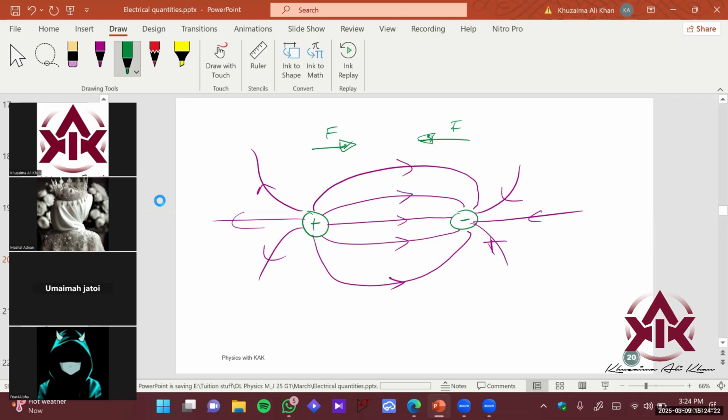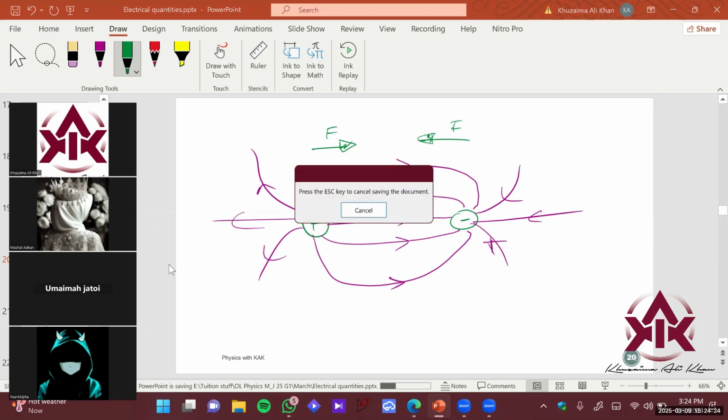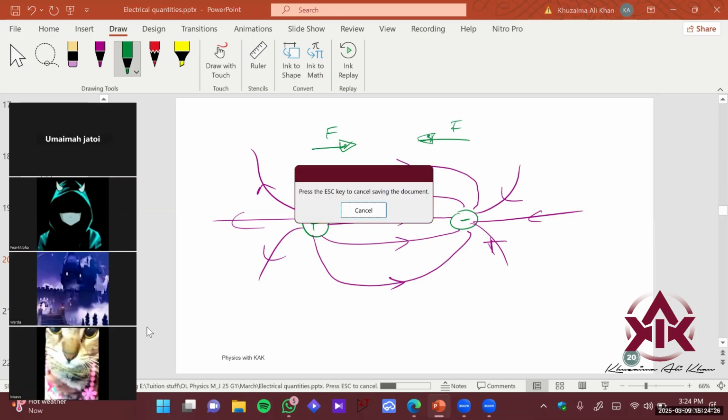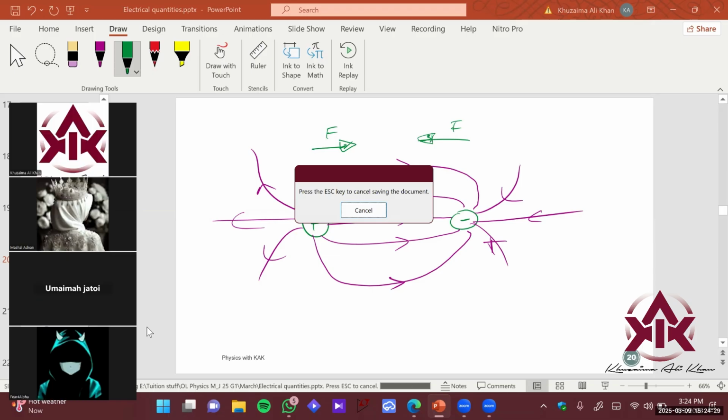Then we'll be moving towards mobile charges, that is current, right? It makes sense to Mema, Varda, okay, that's good, right?